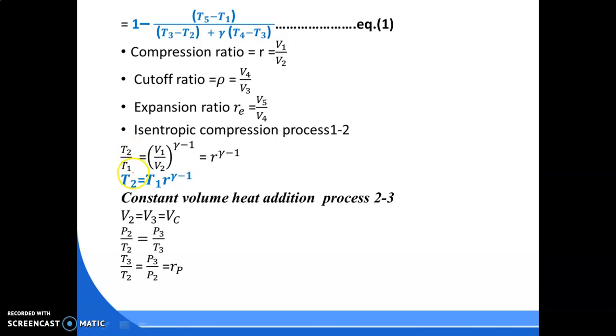Then we will consider the first process, that is isentropic compression 1 to 2. We know that T2 by T1 is equal to r to the power gamma minus 1. So T2 is equal to T1 into r to the power gamma minus 1.